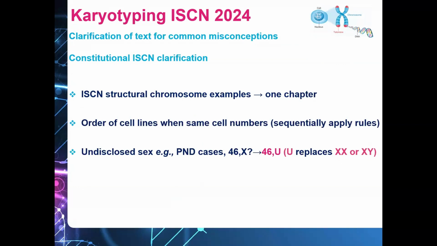We've also tried to clarify the text from some common misconceptions, which have come from the PT and EQA providers predominantly, and also from the forum when we've realised people don't understand what the rules are. For the constitutional, we've put all the ISCN structural chromosome examples into one chapter because they were over 3 different chapters before. For both neoplasia and constitutional, we've put the order of the cell lines when you've got the same cell numbers or the same complexity in neoplasia, and we've said you sequentially apply these rules. We try to make them easy to use and they will work.